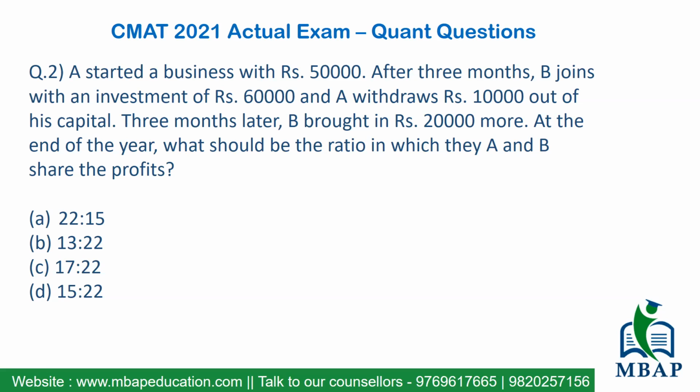A started a business with rupees 50,000. After 3 months, B joins with an investment of 60,000. A withdraws rupees 10,000 out of this capital after 3 months. B brought rupees 20,000 more. At the end of the year, in what ratio should A and B share the profit?